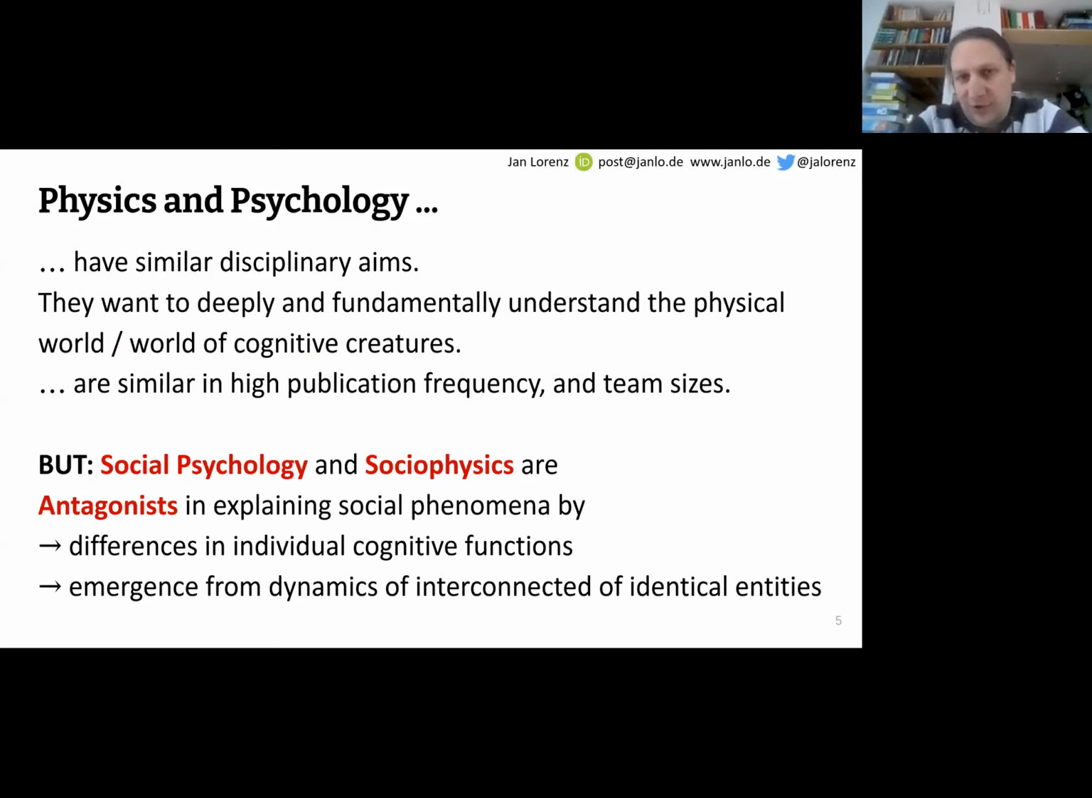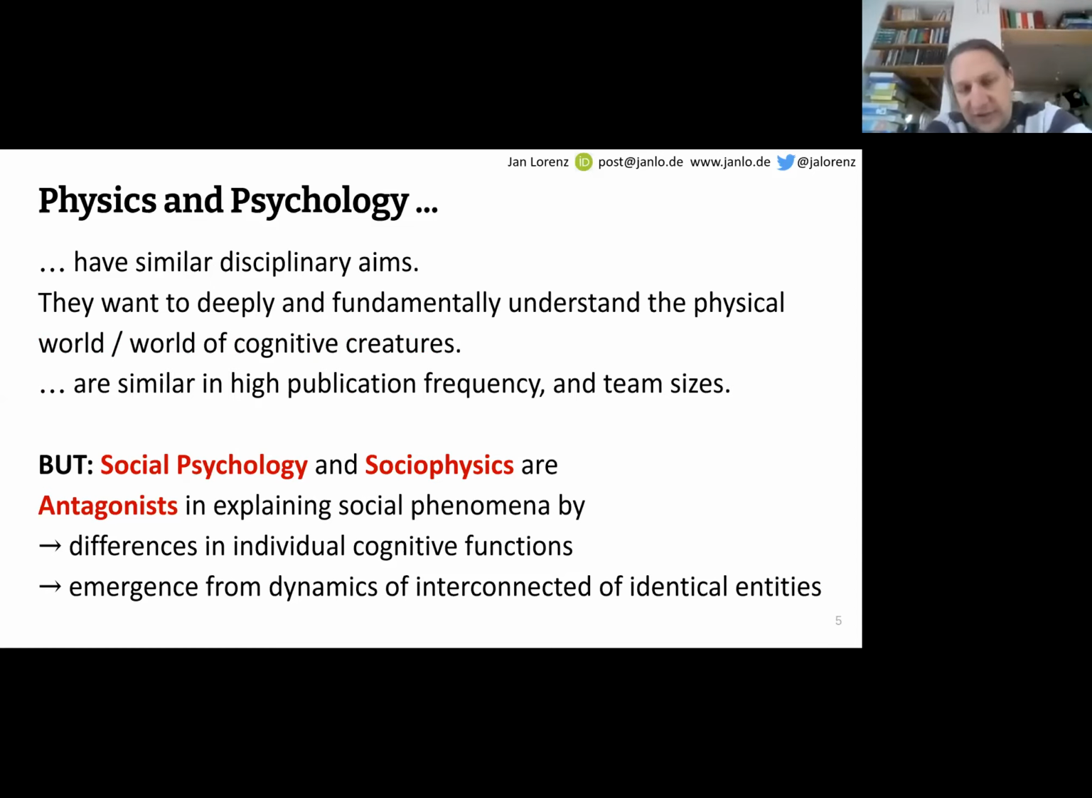Compared to other social scientists, psychologists always think of themselves as being at the bottom: we are really explaining what's happening, while sociology is more macro stuff, not really going down to the brain, to the fundamental entity of humans. That's similar in physics, where we think we are at the basics of things. Also the culture is quite similar: relatively high publication frequency and often high team sizes.